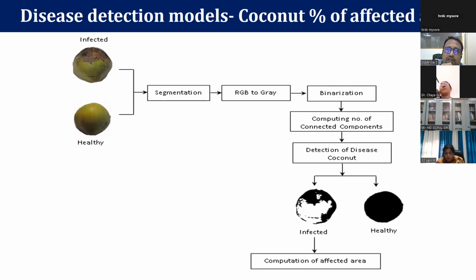So we built a model to detect the disease based on the percentage of affected area. When they are manufacturing coconut oil, they are going to store good coconut for a very good quality coconut oil. So at that time, they will consider a certain percentage of infection. In this diagram, you can see at the end, healthy means there are no white patches, but white patches are there in the infected.